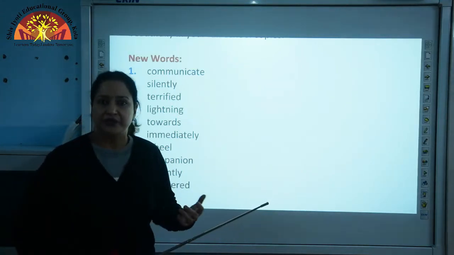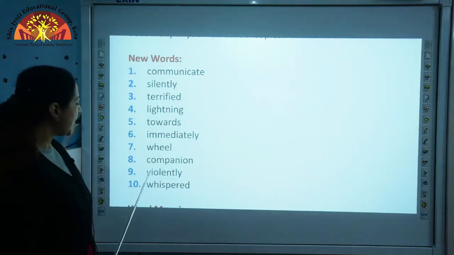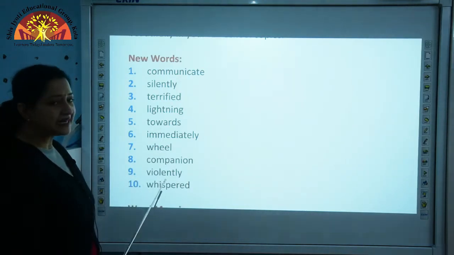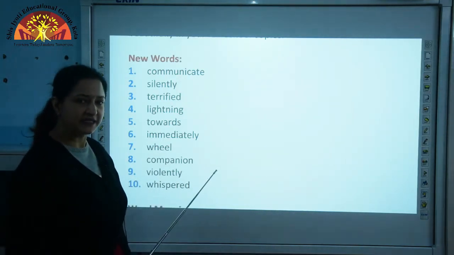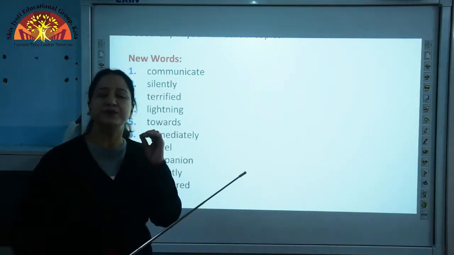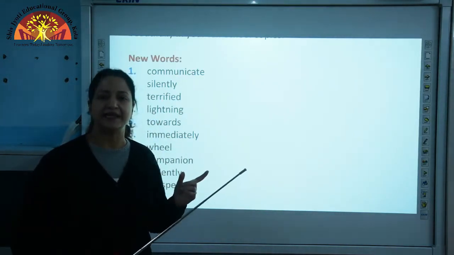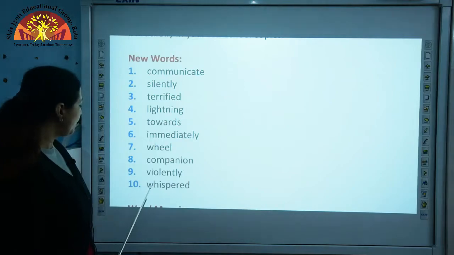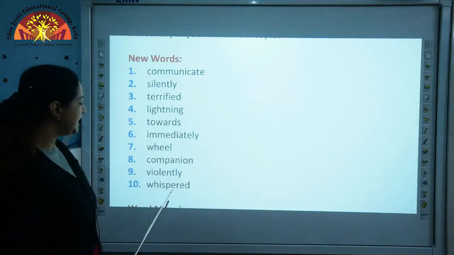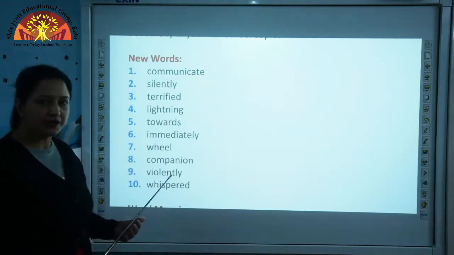Ninth is violently. Violently means angrily, in an angry manner. So it is V-I-O-L-E-N-T-L-Y, violently. And number 10 is whispered. Whispered means to talk in a very low voice. That is whispered. W-H-I-S-P-E-R-E-D.